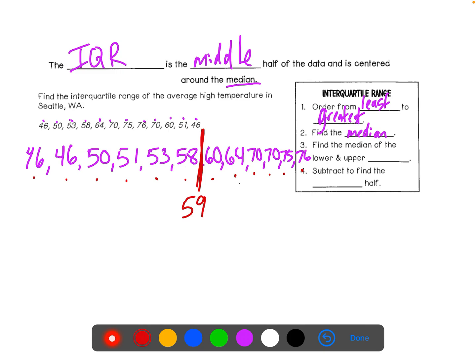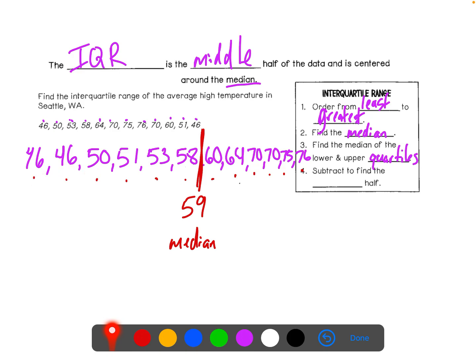All right, so we found the median. I'm going to mark that just so we're clear on what we're doing here. Then we find the median of the lower and upper quartiles. That's over here on this third step. What that means is now we're going to consider the lower half and find the median of that data, and then look at the upper half and find the median of that data.